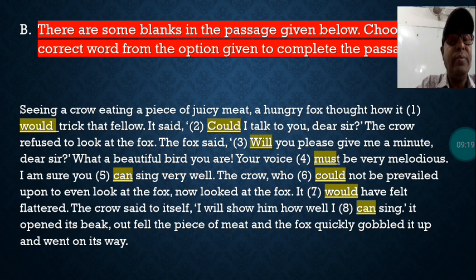The crow said to itself, I will show him how well I can sing. Here can shows the ability of the crow. He was thinking, I will show the fox how well I can sing. It opened its beak, out fell the piece of meat, and the fox quickly gobbled it up and went on its way. So this was the passage.